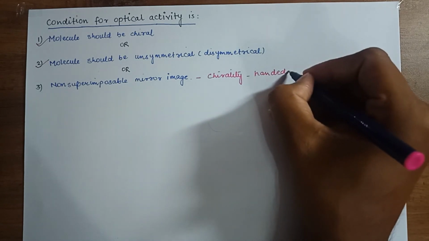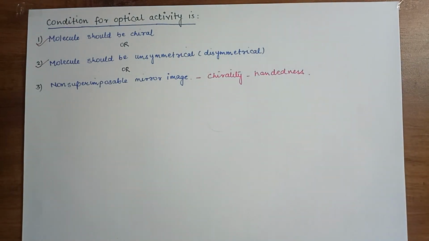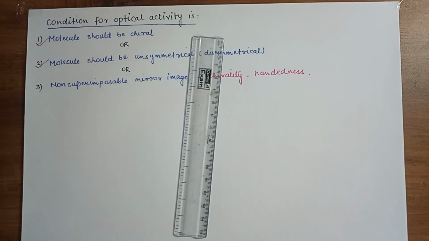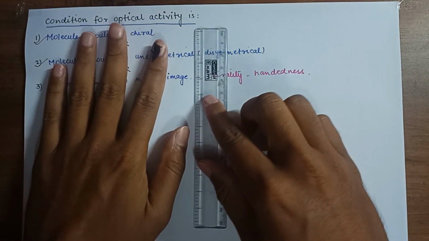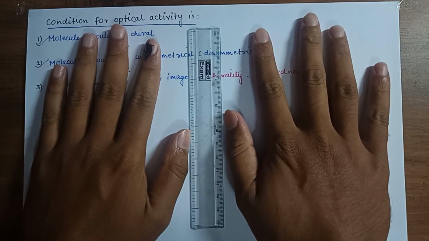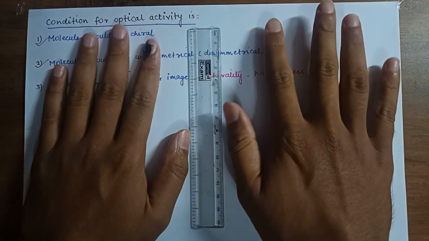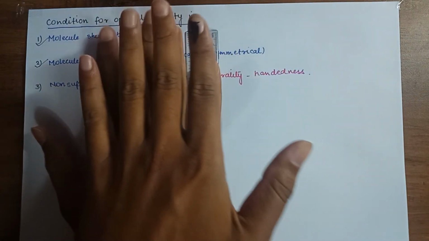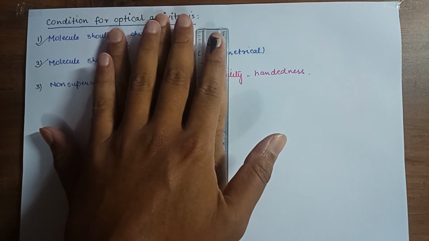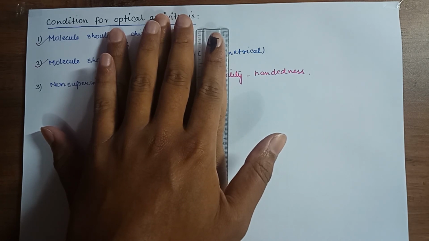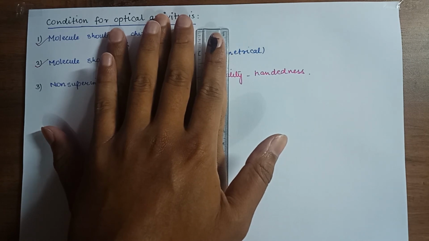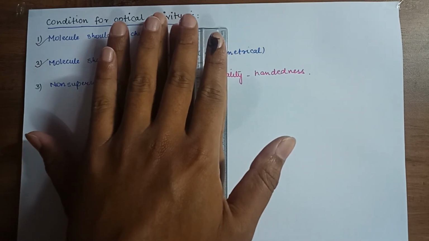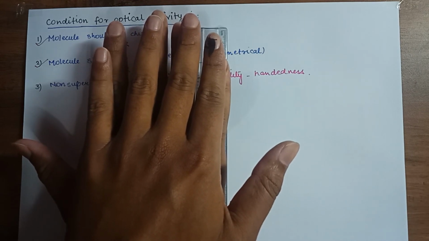I will explain this. Suppose this is my mirror, and here is my hand. This hand is a mirror image of this other hand. Non-superimposable means that if I overlap them, they do not match, provided it is not lifted from the plane of the paper. So this is my non-superimposable mirror image. If a molecule has a non-superimposable mirror image, then it will be optically active.